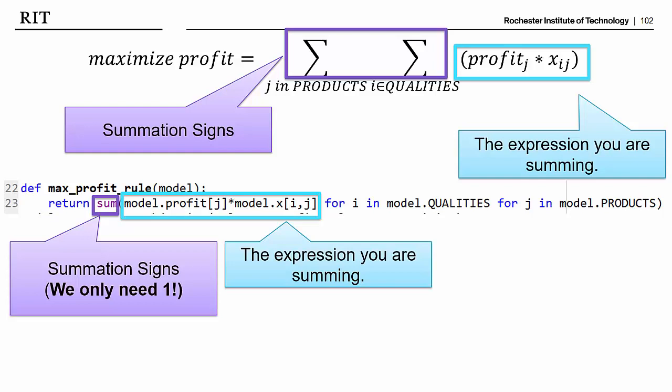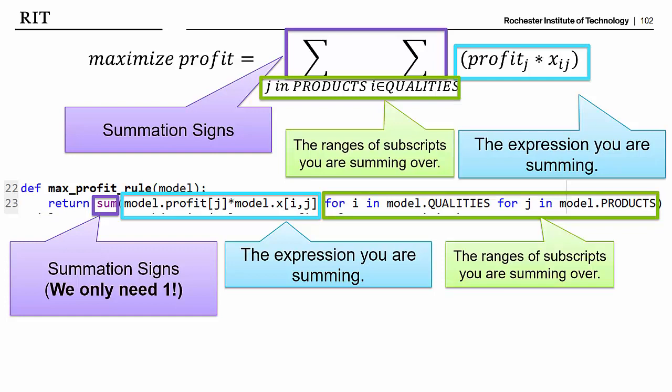In our formulation we have our blue box, which is our expression, which matches our blue box down in our Python code, which is the expression that we're summing over. And then the last part that matches is these ranges. We see those ranges come after our expression, where we're saying for i in model.qualities and for j in model.products.